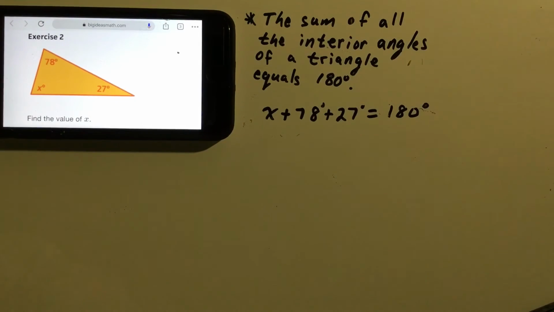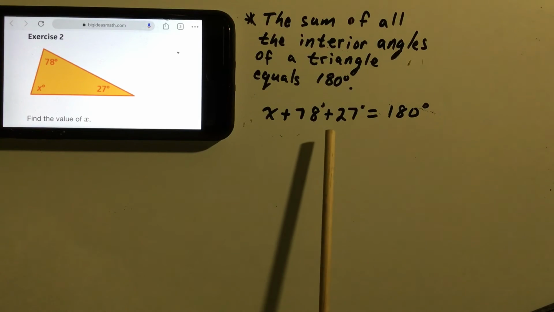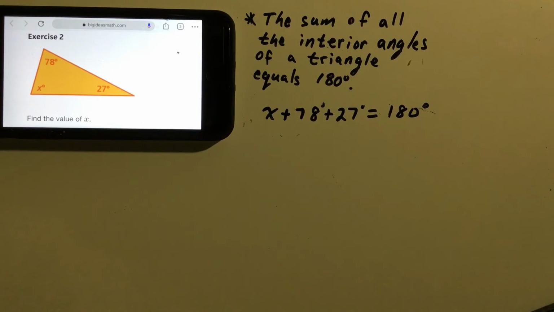All right, so here's our equation, and we set it up so that the sum of all the interior angles of the triangle are equal to 180. So as you can see, I set it up so that x plus 78 degrees plus 27 degrees equals 180 degrees. So let's start working our equation through the steps that we know.